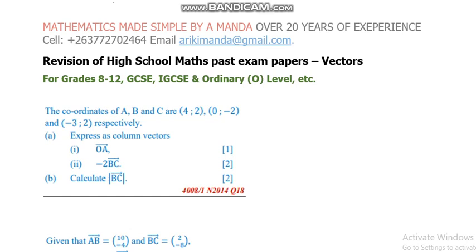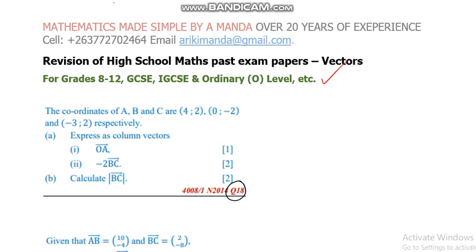Let's look at revision of high school mathematics past exam papers. We're looking at vectors. And take note, the levels that we're looking at are the ones indicated here. Right? So without wasting time, the teacher has selected the following question. This is question number 18 of November 2014.